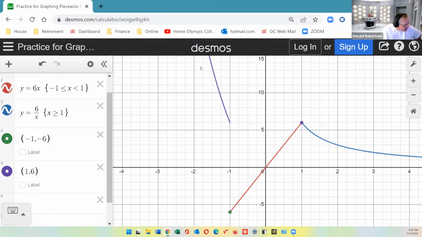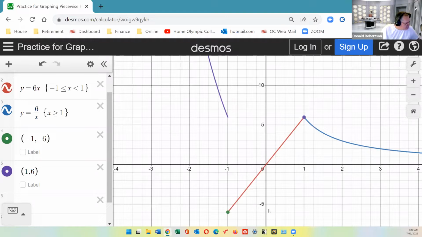On this picture, as you approach -1 from the left-hand side, do you see that the limit is approaching 6? The right limit is as you're approaching -1, coming down here, it's going to go to -6. So the left limit was 6, the right limit was -6, and the overall limit therefore does not exist. Right?